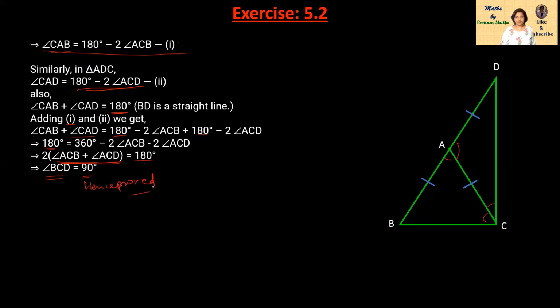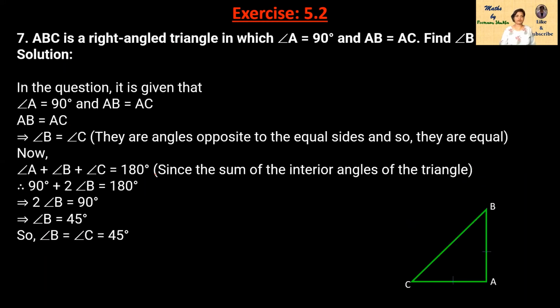Okay, for the next question, question 7. ABC is a right angled triangle in which angle A is 90 degrees and AB equals AC. So these two sides are equal. Find angle B and angle C. We have to find it out.